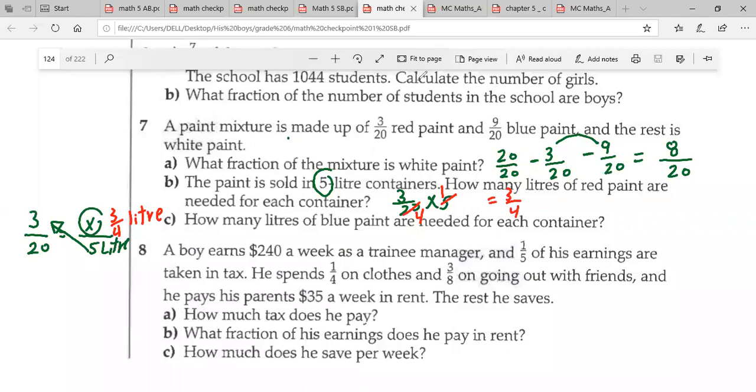Yes, the same as B. What we do in B, we do in C. Here we have blue, and the ratio in the blue is equal. 9 out of 20, 9 over 20. We need to simplify it until the denominator is 5. Yes, excellent. 5 liters.